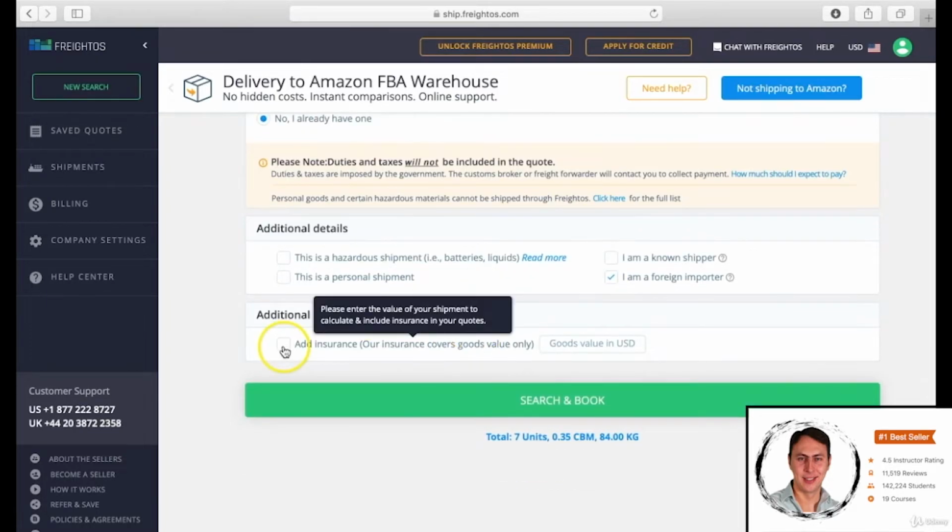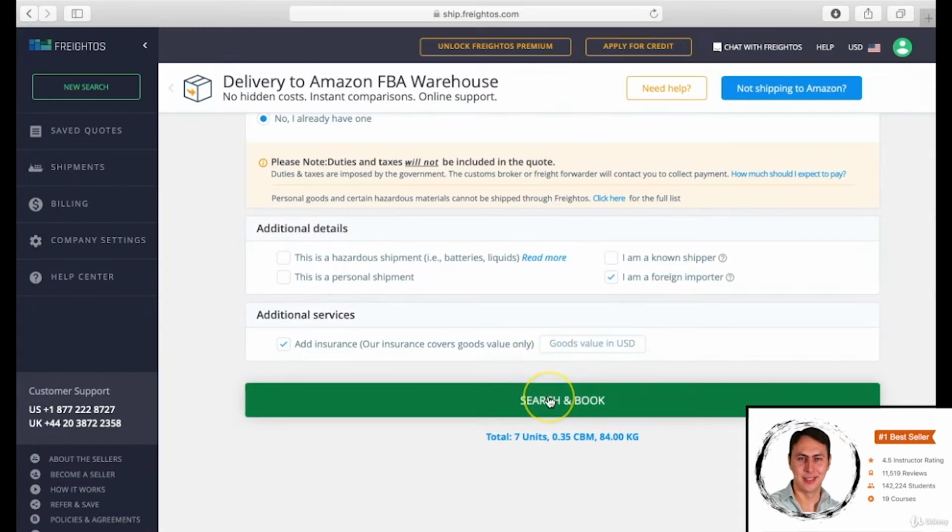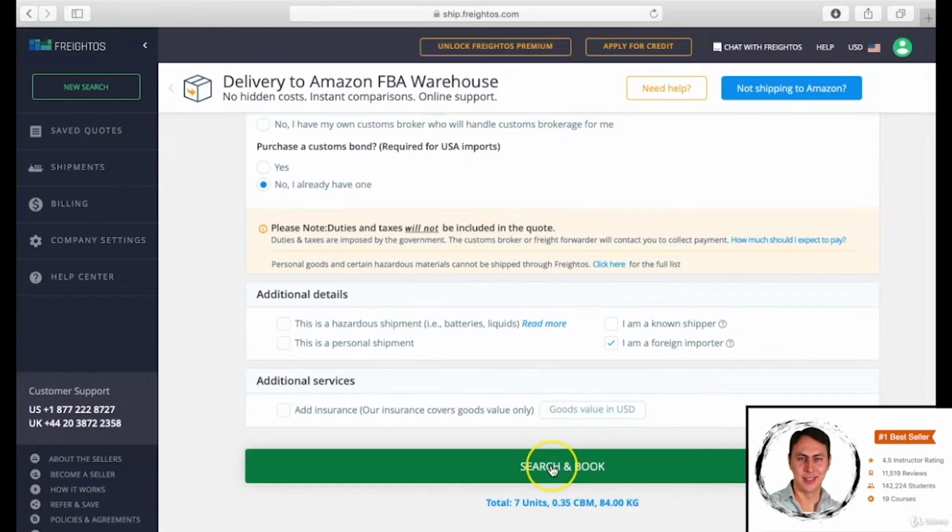Additional services, if you want additional services. What is that? For example, insurance. If you want to insure your product, you can mark here, but you don't have to. After completing all of these steps, we will search for freight forwarders for a total of 7 units, 84 kilograms. When we click search, the system will show us the freight forwarders.